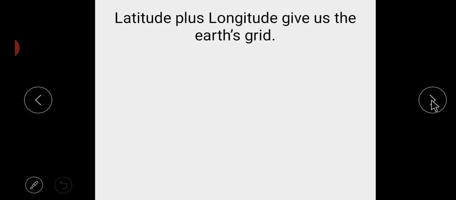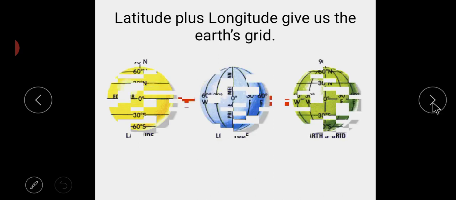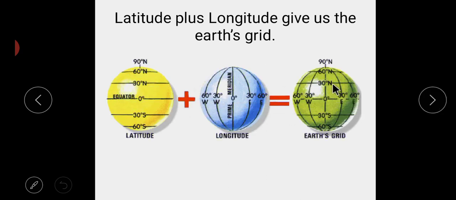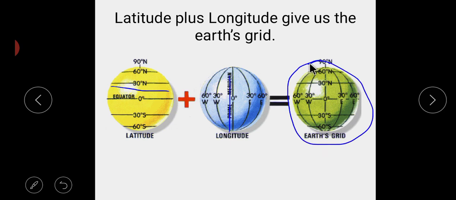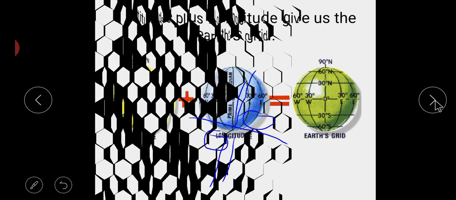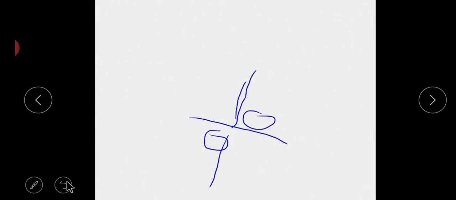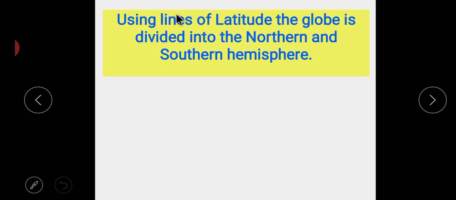Now see, latitudes plus longitudes give us the Earth's grid. The standing and sleeping lines make the grid on the globe, a perfect model of Earth. These are the imaginary lines, and you can see these are horizontal, these are vertical, and they are making one grid on the Earth. Okay? Is it interesting? Yes or no? Yes? Okay, now see. Using lines of latitude, the globe is divided into the northern and southern hemisphere. Now see in the shape.